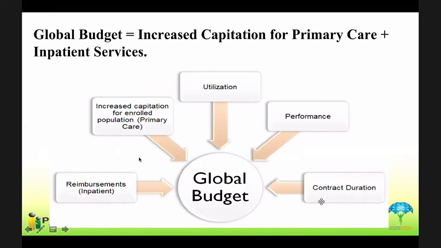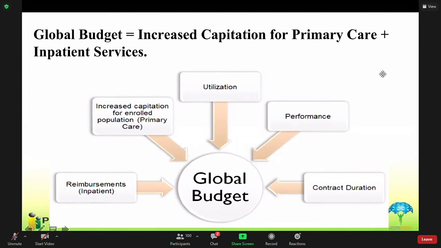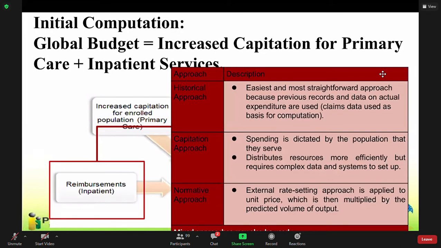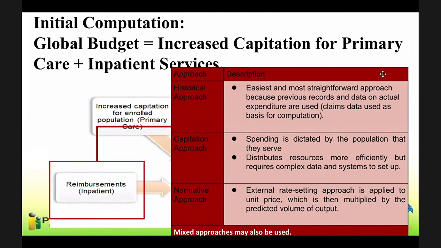So, the good thing with global budget is there will be an increased capitation both for the primary care and inpatient services. So, kung naka-enroll ka, magkakaroon ka ng capitation and then yung utilization. Kung halimbawa, you are going to maximize for a year kung kailan ka ma-hospitalize. Pero, ang difference nito, we should be investing on primary care services. Okay? Hindi pwedeng hospital-driven.